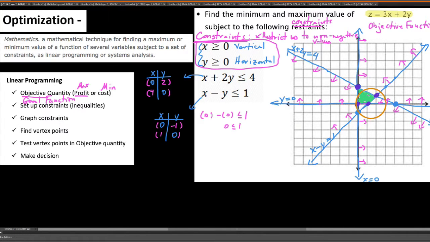For the sake of this problem, we're trying to make this objective function as big and as small as possible using any pair of x, y that come in this green region. So we're just going to plug in all of the points in this green region into here and say which one made it as big and which one made it as small as possible. The only problem with that plan is that there are infinitely many points in here.